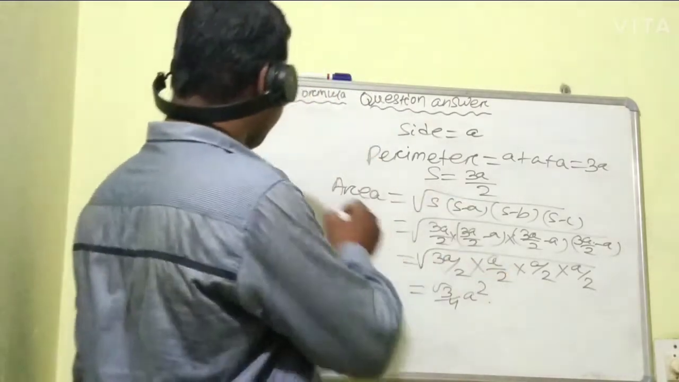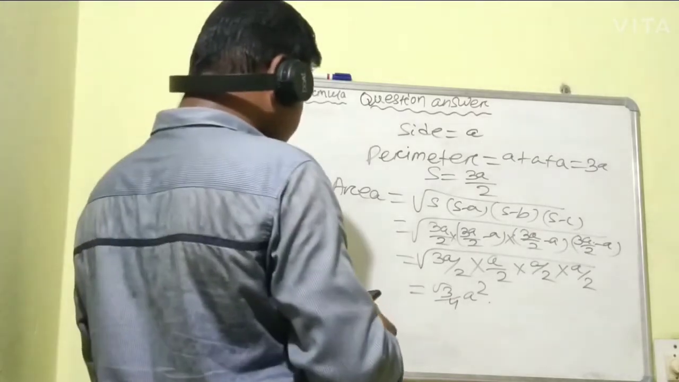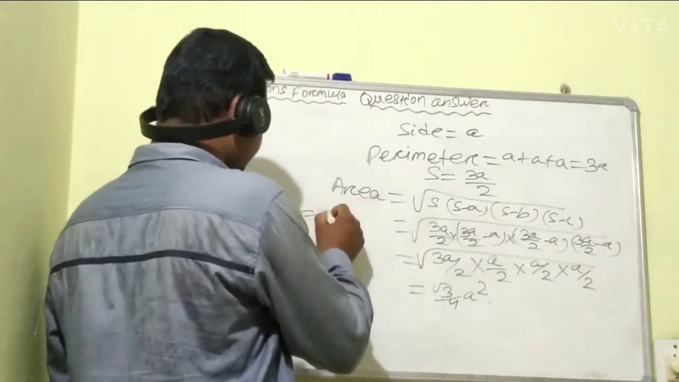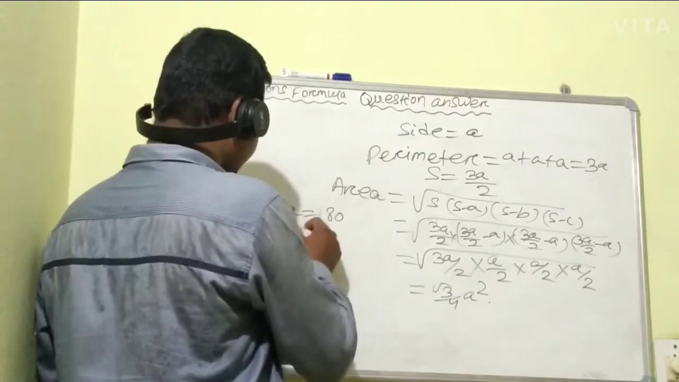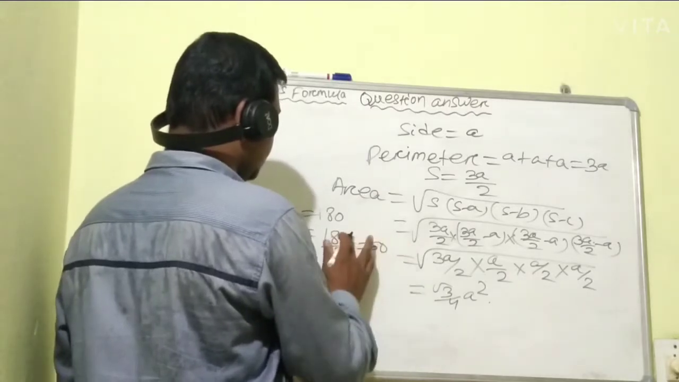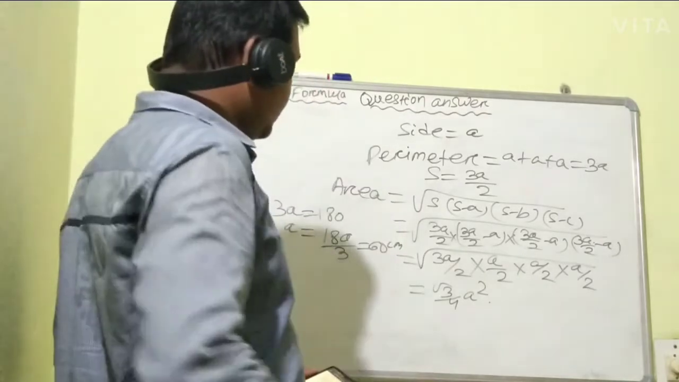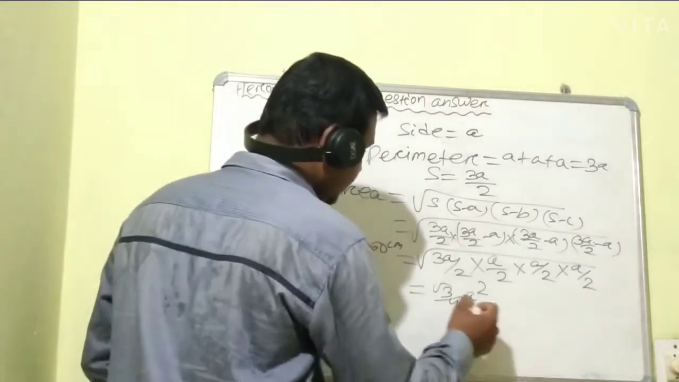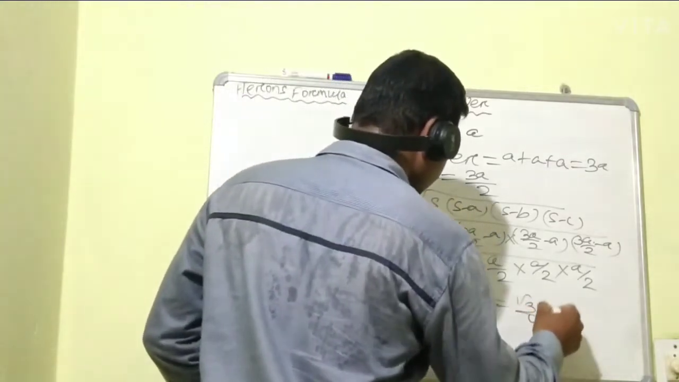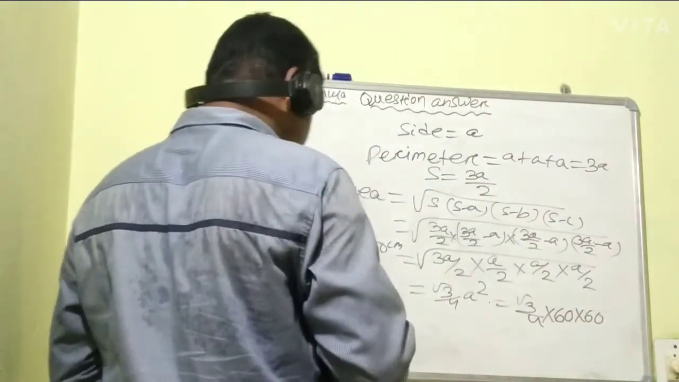Again, given the perimeter of the equilateral triangle, that is 3A equal to 180 cm. So we'll simplify to get the side value, that is 180 by 3, that is 60 cm. So we'll apply the side value to get the area, that is root 3 by 4 into 60 into 60.